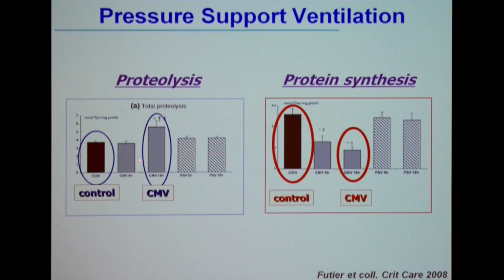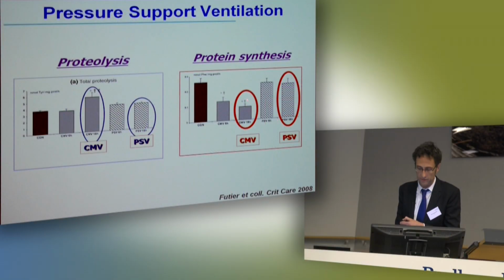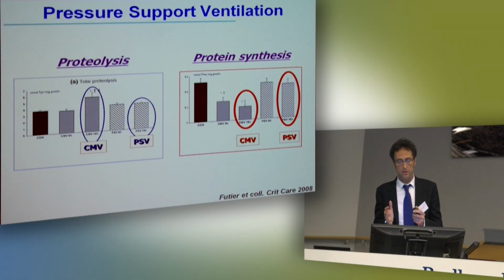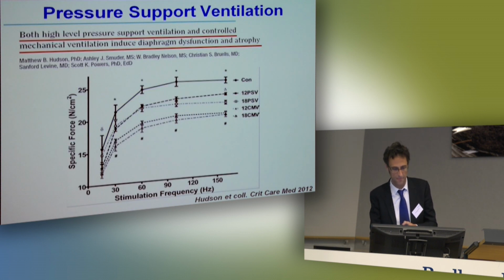And as you can see, in the animal who received controlled mechanical ventilation, there's a huge increase in proteolysis and a strong decrease in protein synthesis. And then when the animal is turned to pressure support ventilation, it prevents proteolysis and protein synthesis is increased. So somehow pressure support ventilation can prevent proteolysis and preserve protein synthesis.